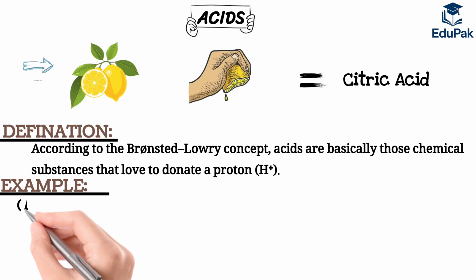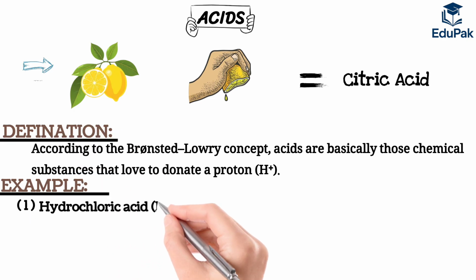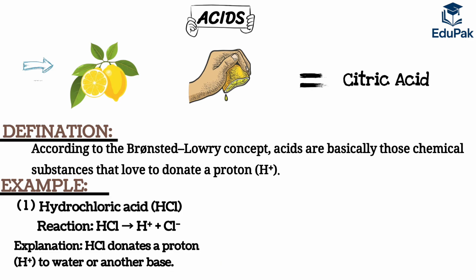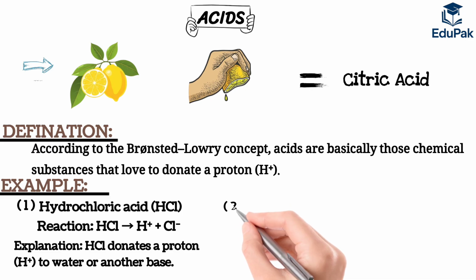Example number 1, hydrochloric acid, HCl. HCl is a strong acid. It happily donates its proton, H+, to water or any base it meets. Think of it as that friend who gives away things too quickly. Strong decisions, strong acid.